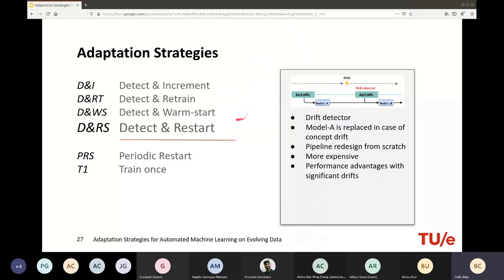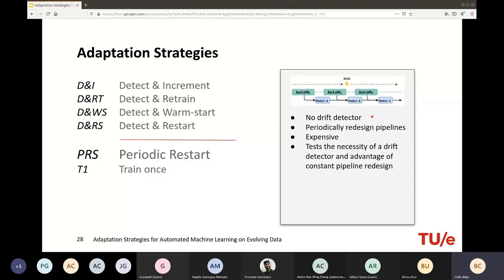The fourth one is detect and restart. Similar to the warm start, again, we rerun AutoML at the drift point, but this time we run it from scratch. It is more expensive, but it could also lead to more performance improvements in case of a bigger drift. And finally, we have the periodic restart, where we rerun AutoML, but not when the drift is detected, instead at regular intervals. So here we actually test whether a drift detector is useful in pipeline optimization and whether it's actually worth retraining at certain intervals, because as you can assume, this is significantly costly.